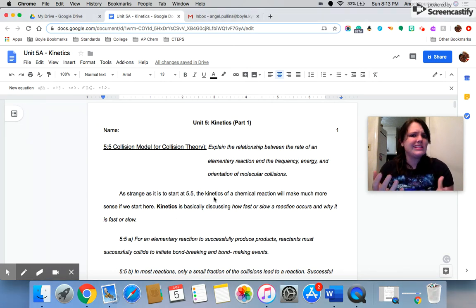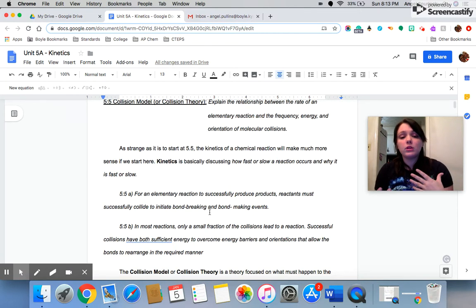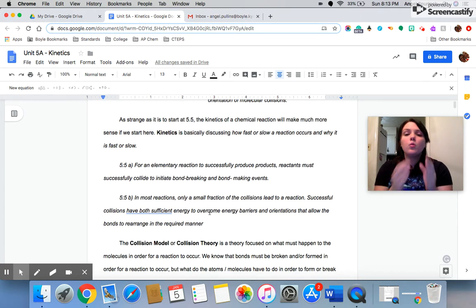So, what is kinetics? What's chemical kinetics? What is this unit going to be talking about? Basically, chemical kinetics is discussing how fast or slow a reaction occurs and why it's fast or slow. And eventually we're going to be looking at what can we do to make it go faster or slower. Okay? So this is all focused on what are the molecules doing to make the reaction happen, and how can we mess with that to make the reaction go faster or slower.